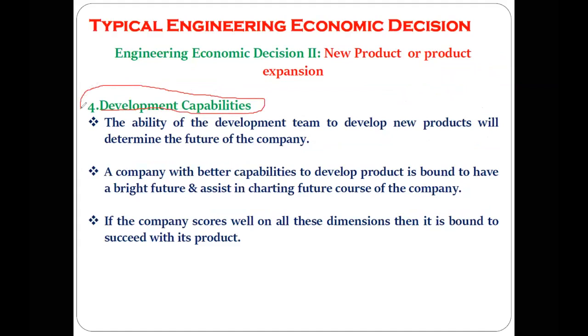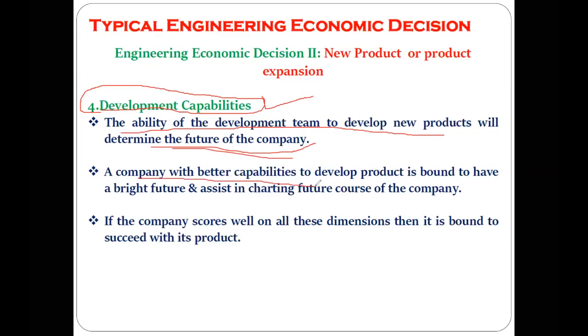If your company does not have capable employees to produce the product, will the product launch on time? Will your quality product get made? Tell me. No, sir. So you also need capable employees to produce the product. So the ability of the development team to develop the new product will determine the future of the company. If you have talented engineers, then definitely your product will be of quality and will get generated in time.